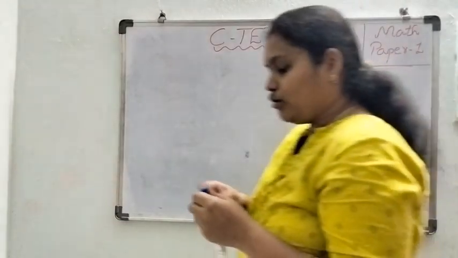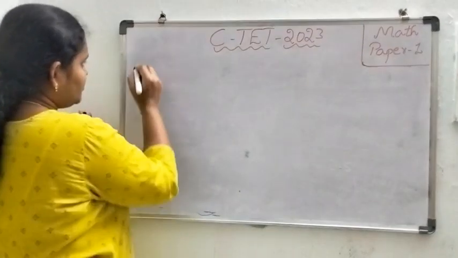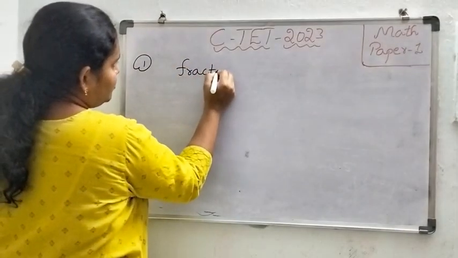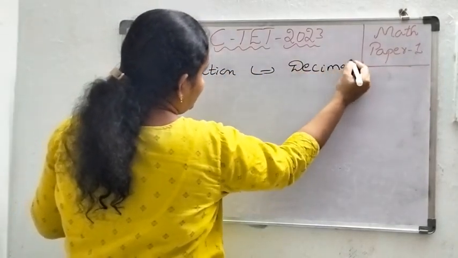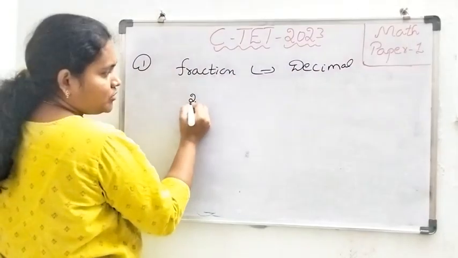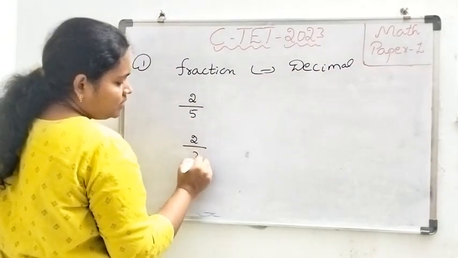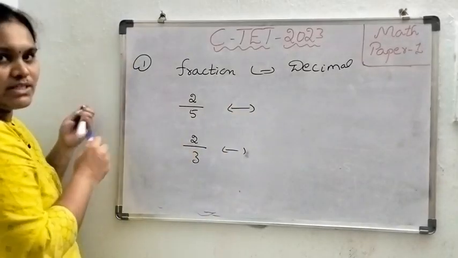So now we will see how to convert a fraction into decimal. Just now we discussed, right? Fraction into decimal, decimal into fraction. Let us discuss once again briefly. So a fraction is given like this, suppose 2 by 5, and another, suppose 2 by 3. Now we want to convert this fraction into decimal.